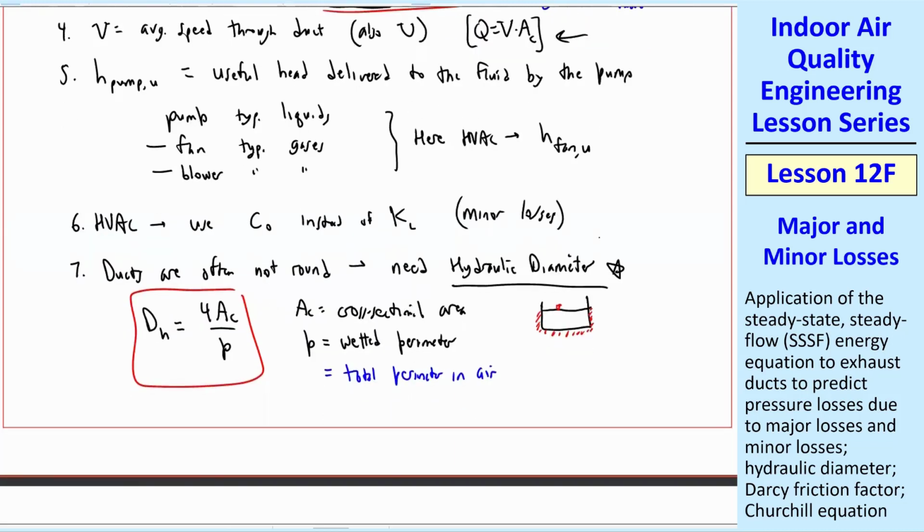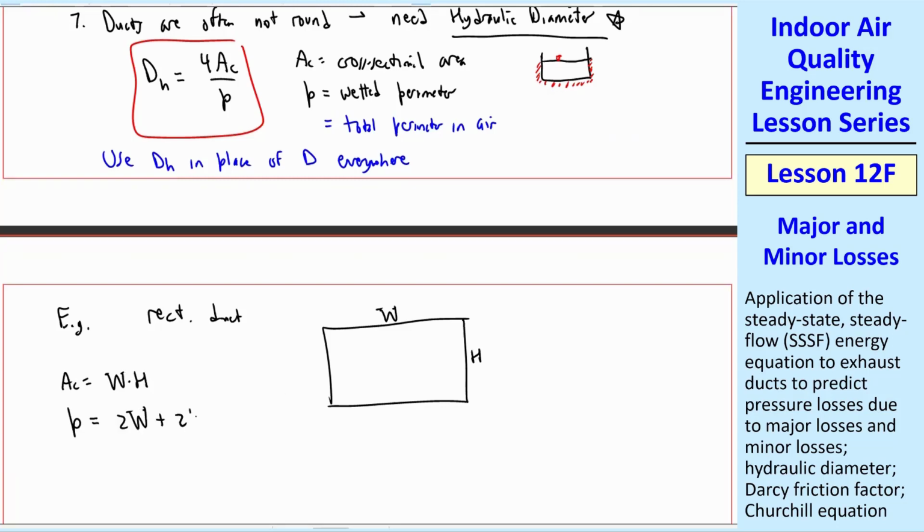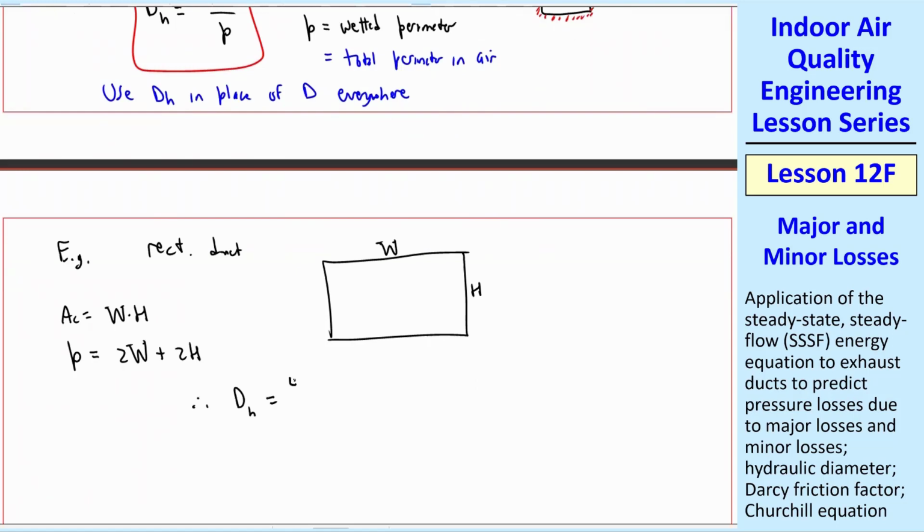And the idea of the hydraulic diameter is that we use D_H in place of D everywhere. So you pretend that this is a round duct of diameter D_H. And so all the equations will have D in them for Reynolds number and stuff like that. You just use D_H and you'll be fine. Quick example, a rectangular duct in cross section. This is the width and this is the height. So we can easily calculate A_c is W times H, and the perimeter is 2W plus 2H. Therefore, D_H is by definition 4A_c over P, which is equal to 2WH over W plus H after a little bit of algebra.